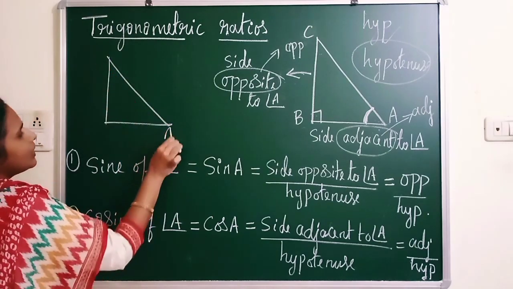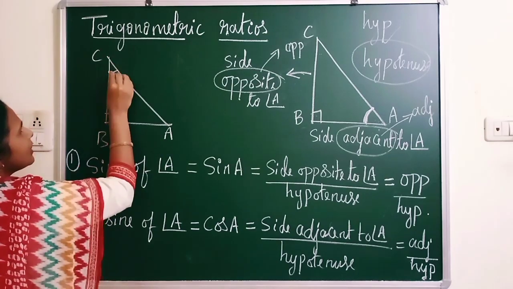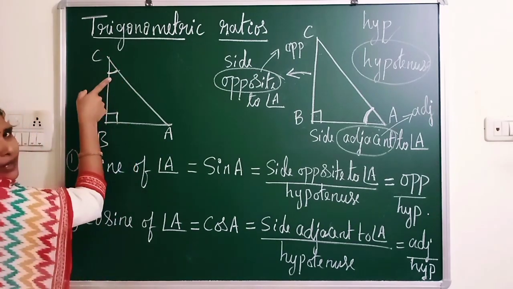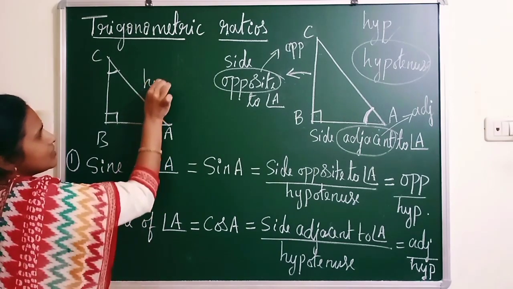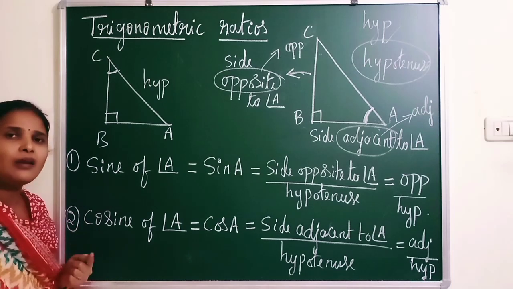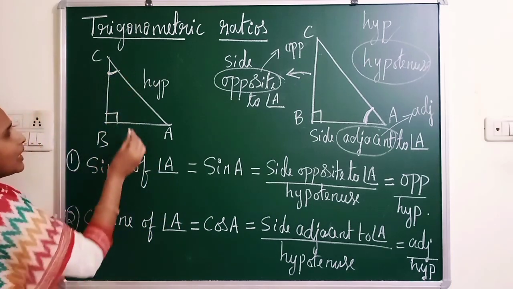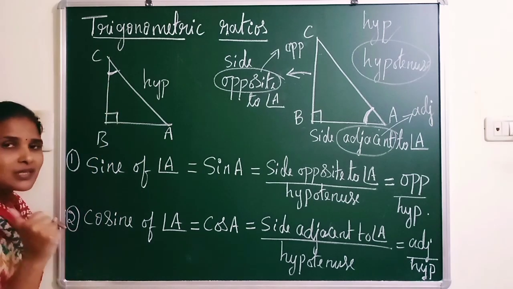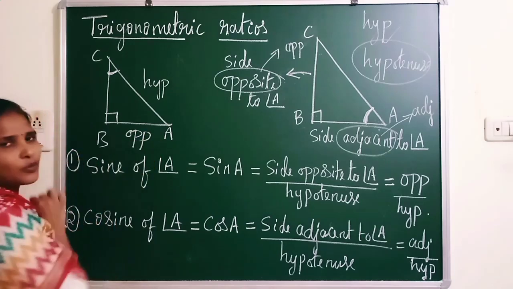Suppose instead of A, I take C as the acute angle. That time the hypotenuse remains as it is. The hypotenuse never changes, whether you take A as the acute angle or C as the acute angle. Now if I take C as the acute angle, what is the side opposite to C? Yes, BA. So this becomes opposite.